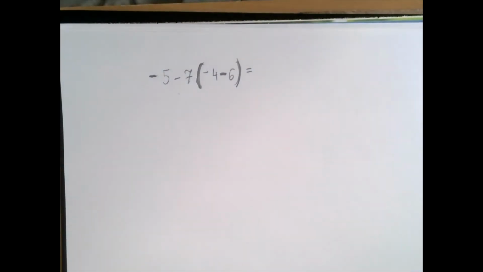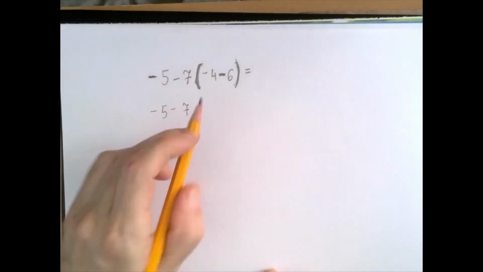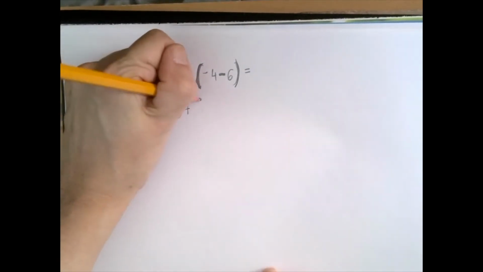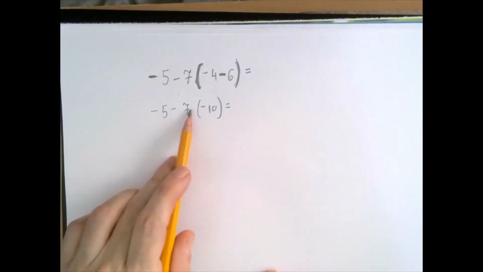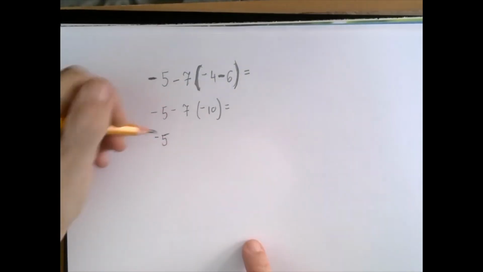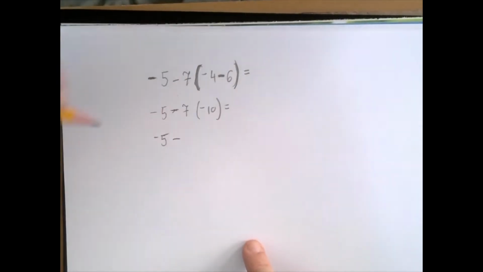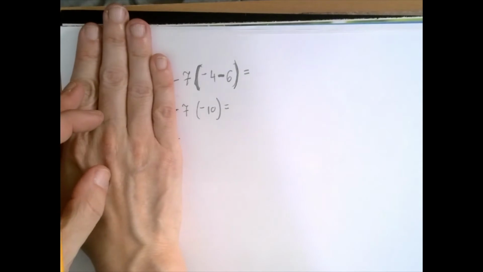Okay, let's see. First we have to work the stuff out in the parentheses. So there is a subtraction there. -4 minus 6 is -10. Now we have a multiplication and a subtraction. This is a dangerous little spot. This here is a subtraction, so let's carry it down, and after we carried it, we must ignore. So what are we subtracting?